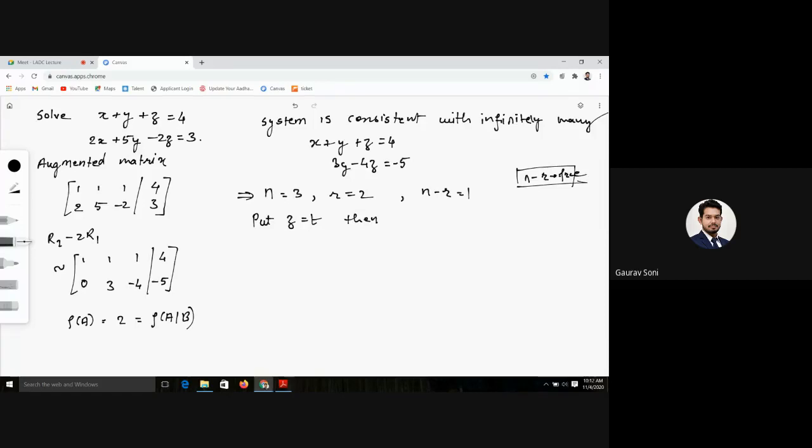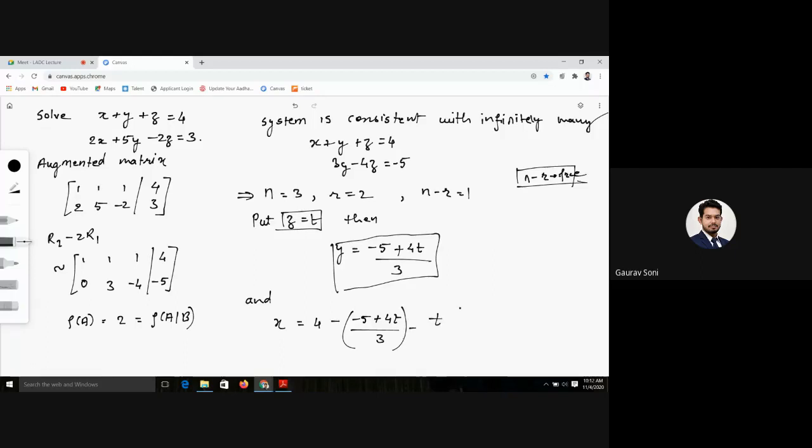Then y is equal to minus 5 plus 4t divided by 3. And x is equal to 4 minus (minus 5 plus 4t divided by 3) minus t. So minus 4t minus 3t, so that will be minus 7t, and 12 and 5, 17. So x is 17 minus 7t divided by 3. This is the value of x. Clear with this?